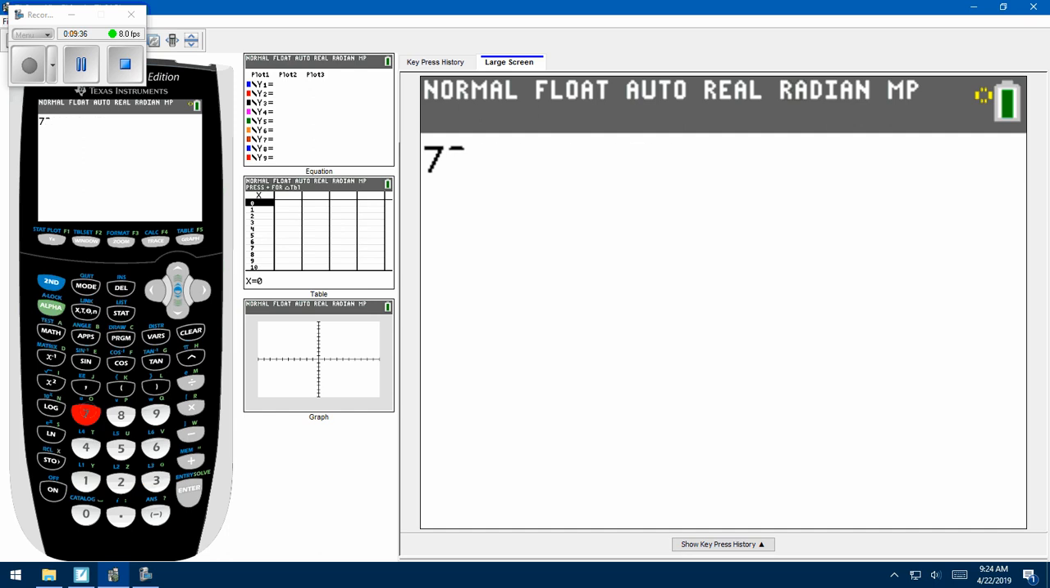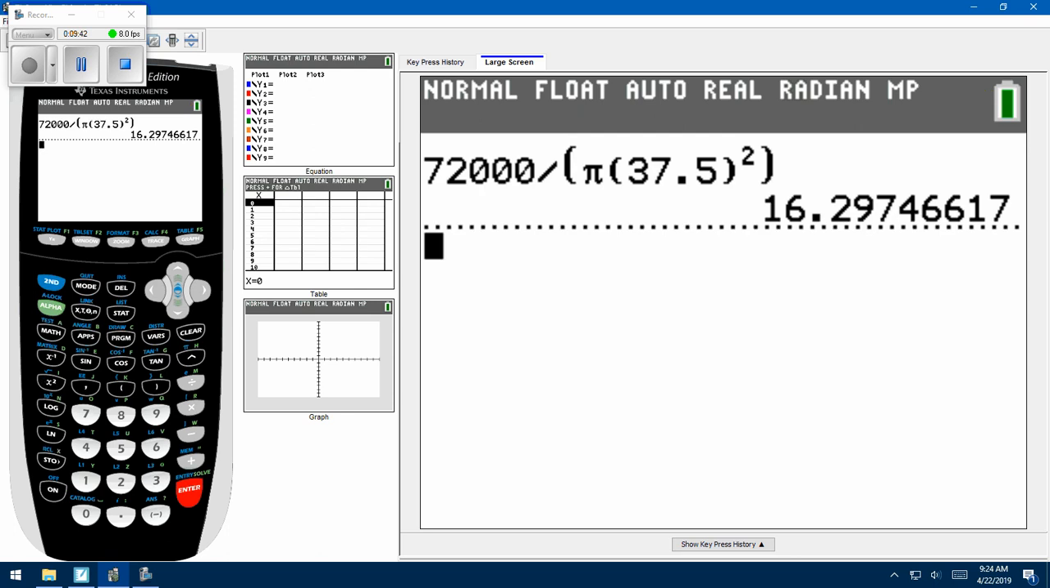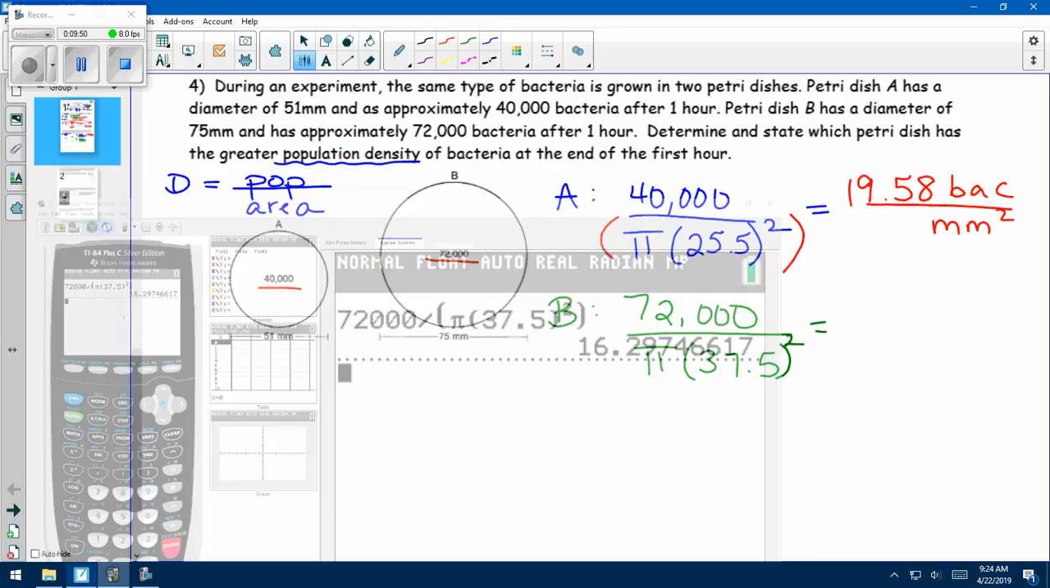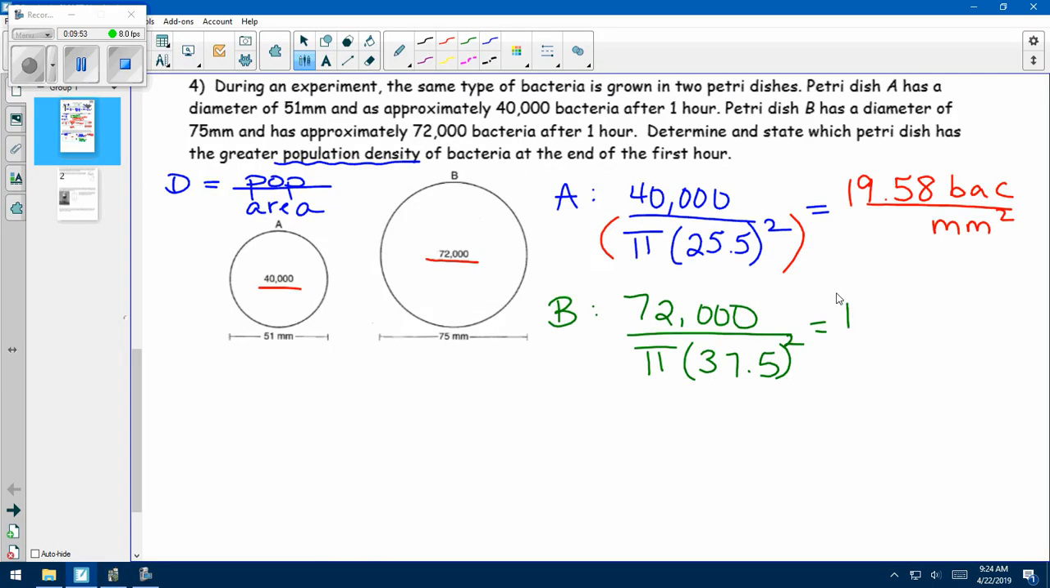times 37.5 squared. All right, I didn't use a fancy fraction, but this is the number you should come up with, whether you use one or not. I got 16.297, so about 16.30 here. So 16.30 bacteria per square millimeter. So even though there are more bacteria residing in Petri dish B.